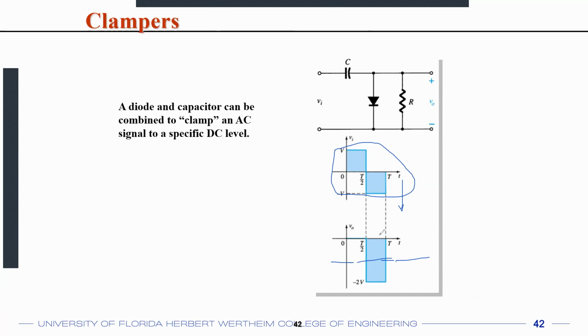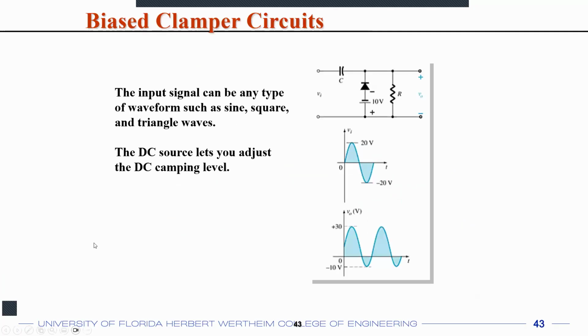But how you can move the entire signal up and down is that you pass it through a capacitor, and then you have basically a diode and a resistor in parallel. What that will do is that the AC will get passed through the capacitor, of course. And let's look at the next slide to see.